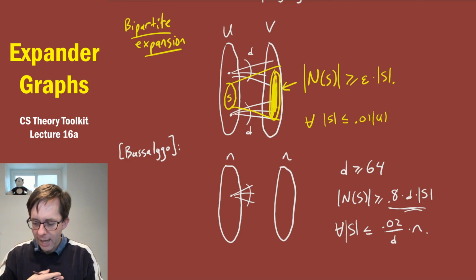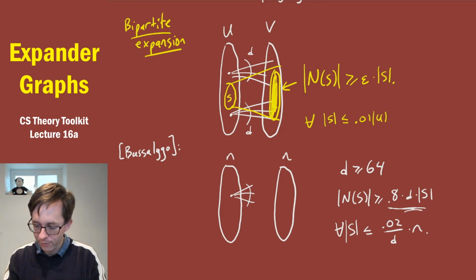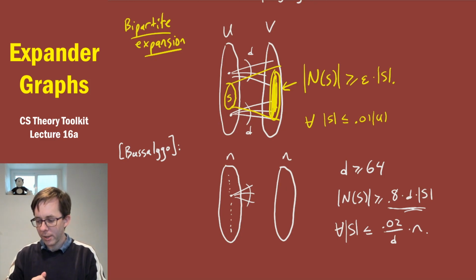Okay, so as I said, Bassalygo back in the 70s actually showed that with these specific parameters, a random bipartite graph, where for every vertex on the left here, you pick d random neighbors for it on the right, has these properties.